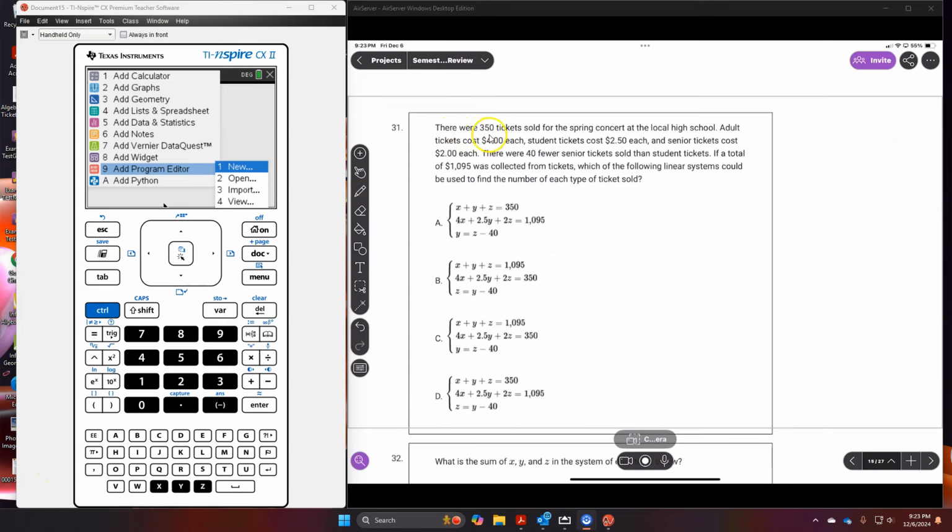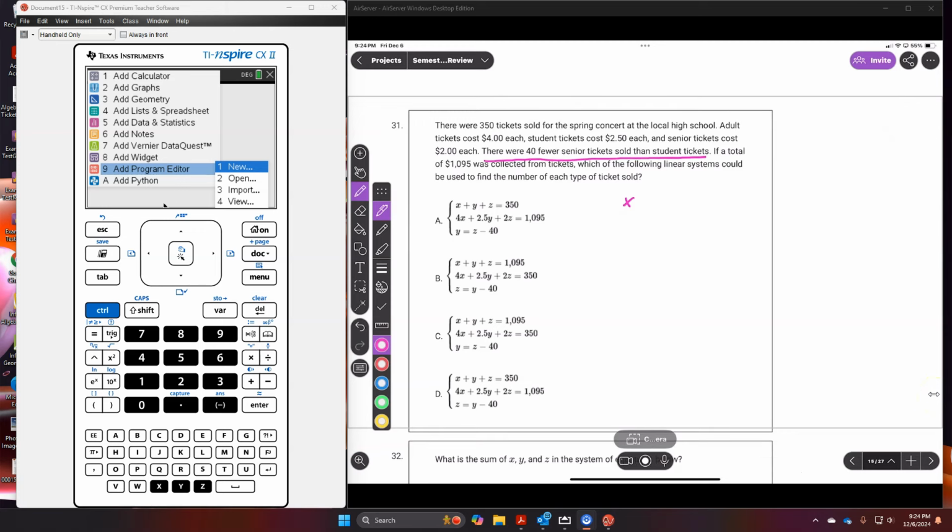There were 350 tickets sold for the spring concert at the local high school. Adult tickets cost $4. Student tickets cost $2.50, and senior tickets cost $2. There were 40 fewer senior tickets sold than student tickets. So let me underline that. That's important. There were 40 fewer senior tickets sold than student tickets. So X is for adult tickets, because the adult tickets are $4. And Y is student tickets. And Z is senior.